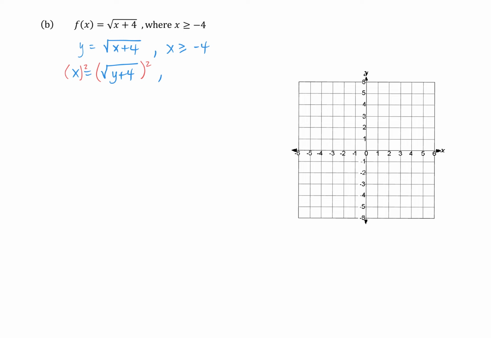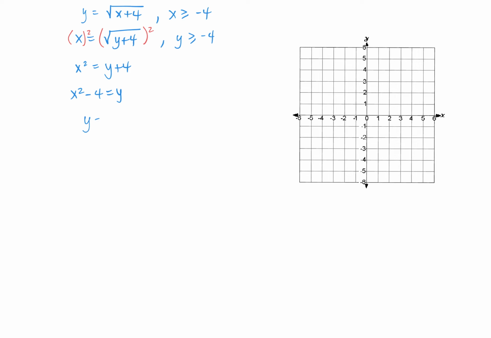Remember, we did exchange x and y's. So we also exchanged x and y with the x greater than or equal to -4. That's actually y values greater than or equal to -4, and I'll show you what that means later. Regardless, let's keep going and solving. If I square both sides, this becomes x squared equal to y plus 4. And then if I subtract 4 from both sides, I get x squared minus 4 is equal to y. I don't like that order, so I'm going to change it to y equal to x squared minus 4.